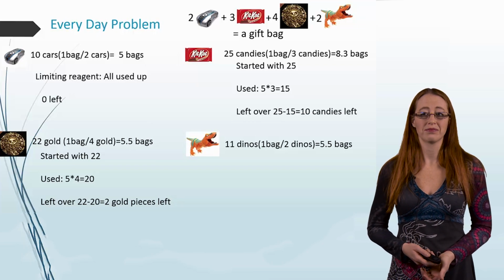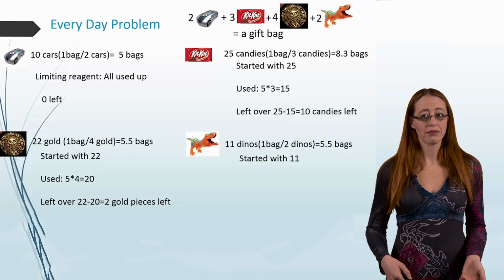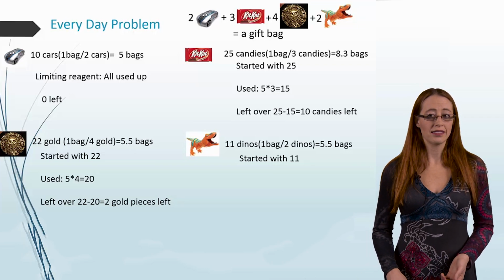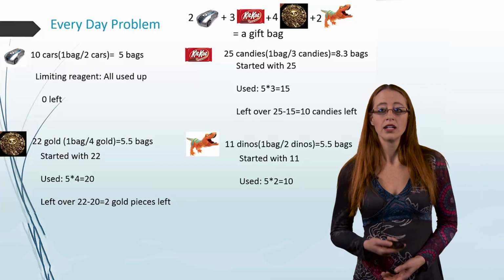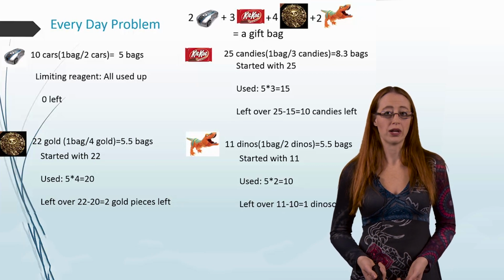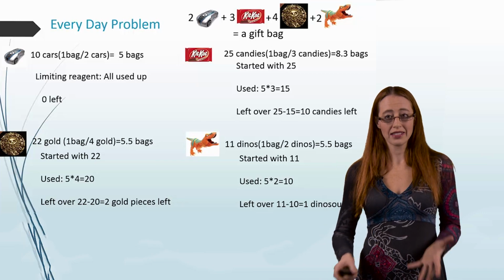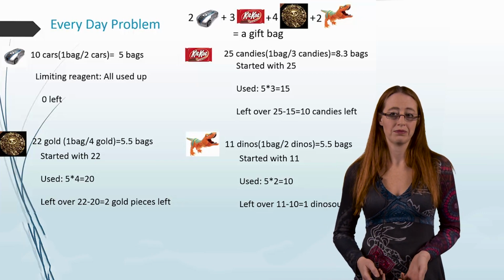Now the dinosaurs. We started with 11 that we bought, and we put 2 dinos per bag, and we had 5 bags. So that meant that we used up 10 of them. Since we used up 10 and we only had 11 to begin with, we're left with just 1. So now let's take this exact same formula, this exact same protocol, and do it for our chemical reaction.